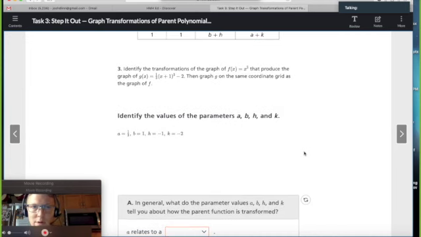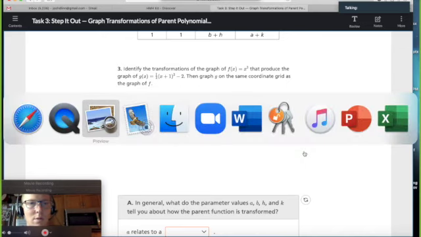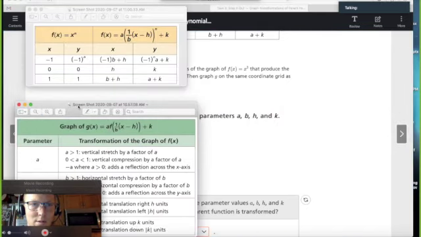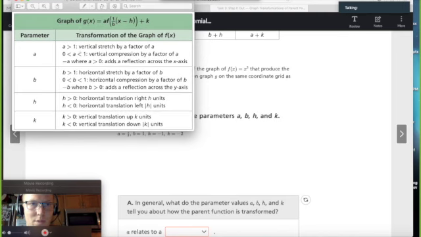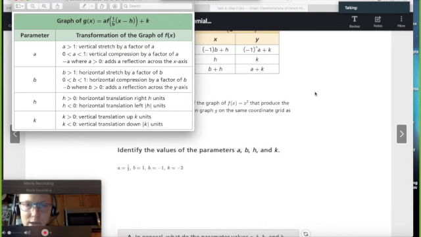So as we move down, identify the transformations of the graph f of x equals x cubed that produce the graph of g of x equals 1/3 times (x plus 1) cubed minus 2. Then graph g on the same coordinate grid as f. So remember this guy? This is our chart that we had in Module 1, or Chapter 1. And using all of this stuff, it's the same process for x cubed.